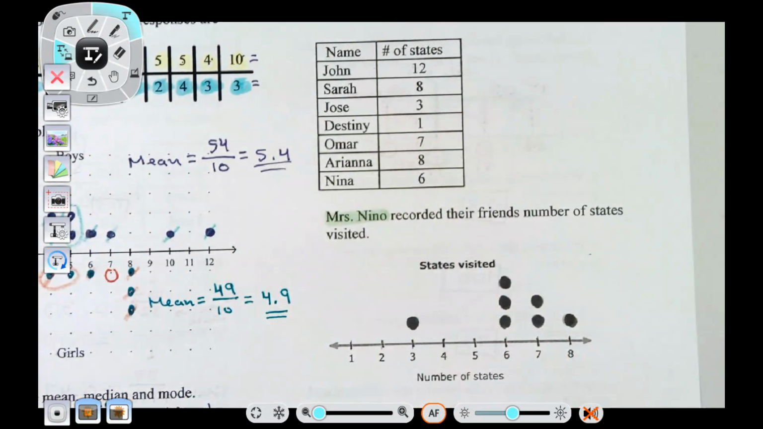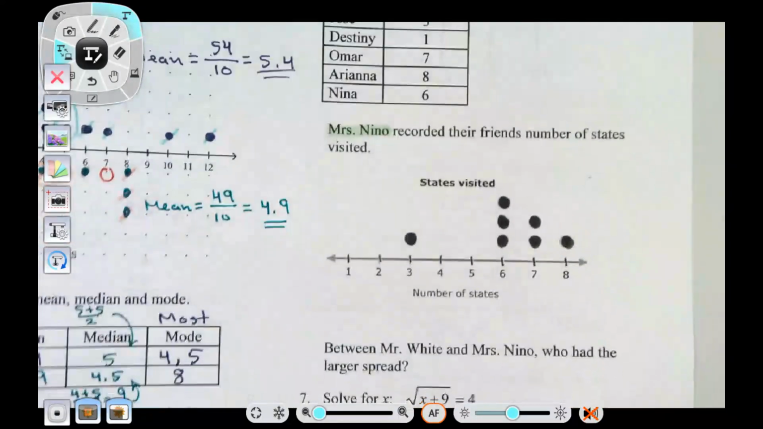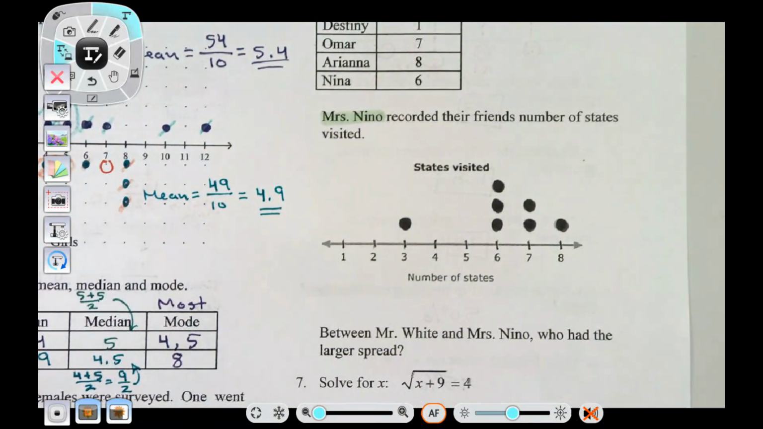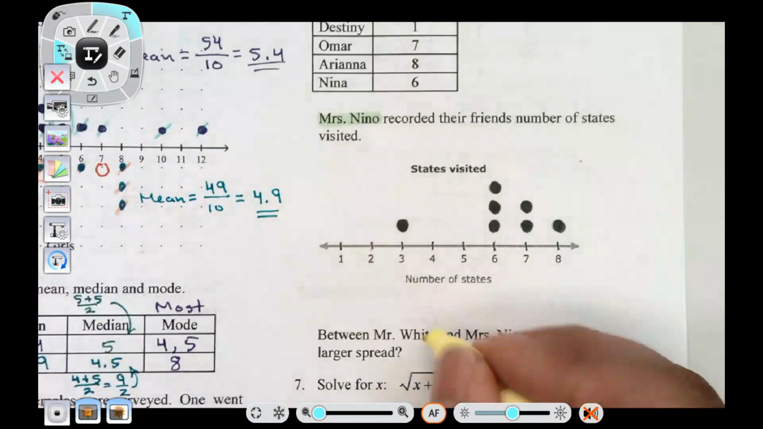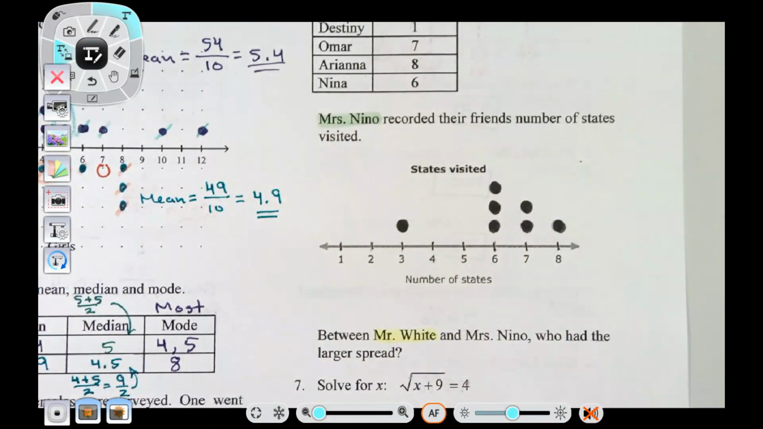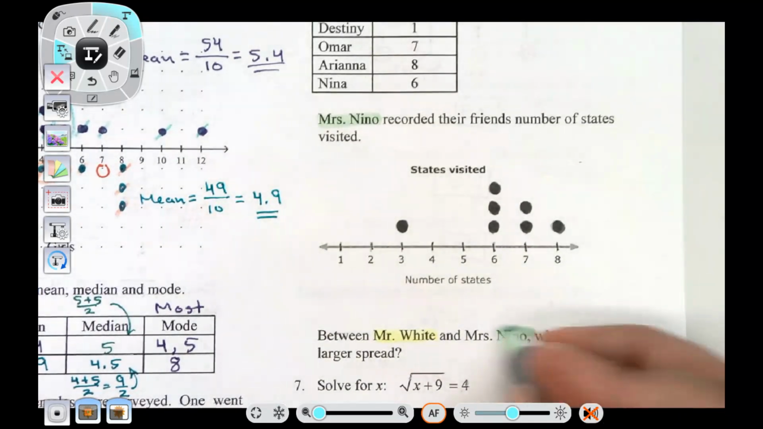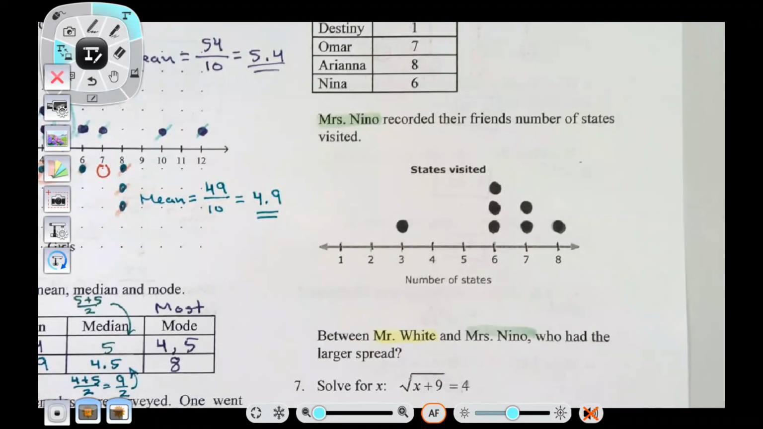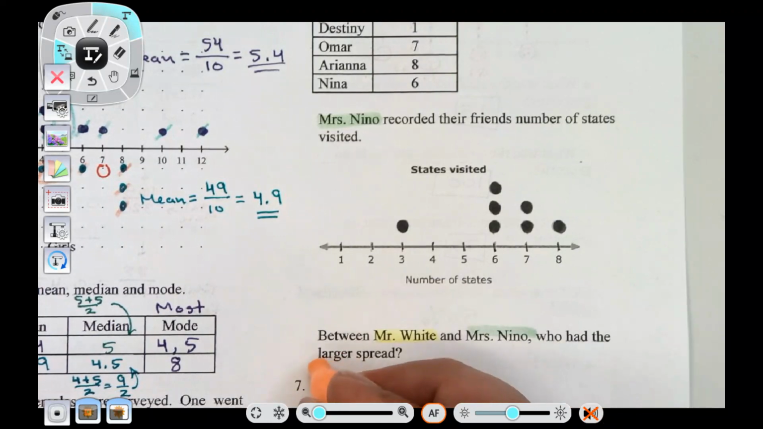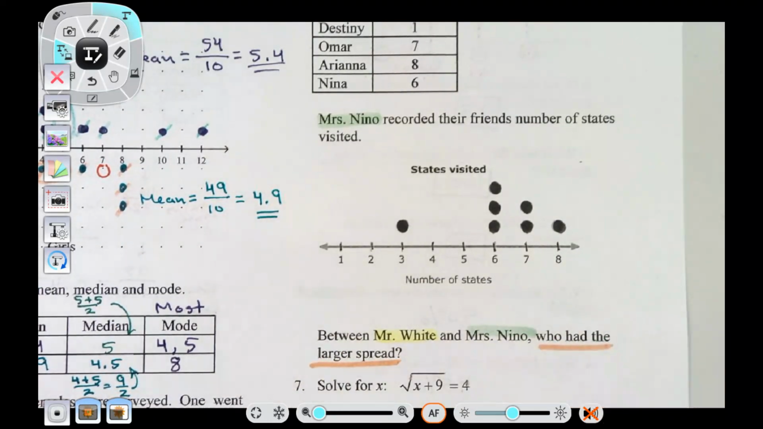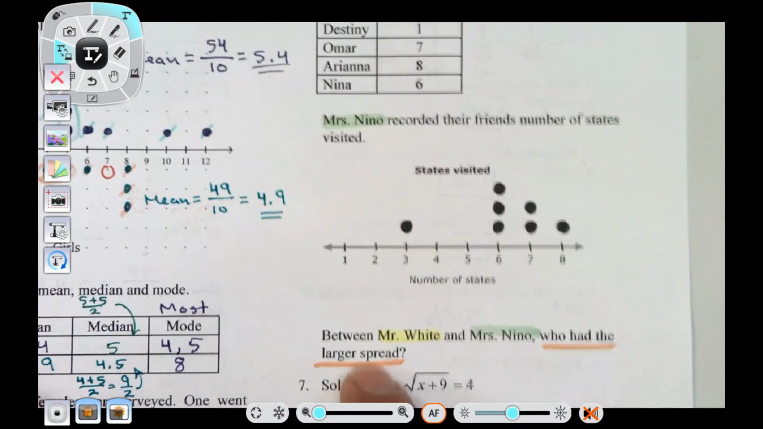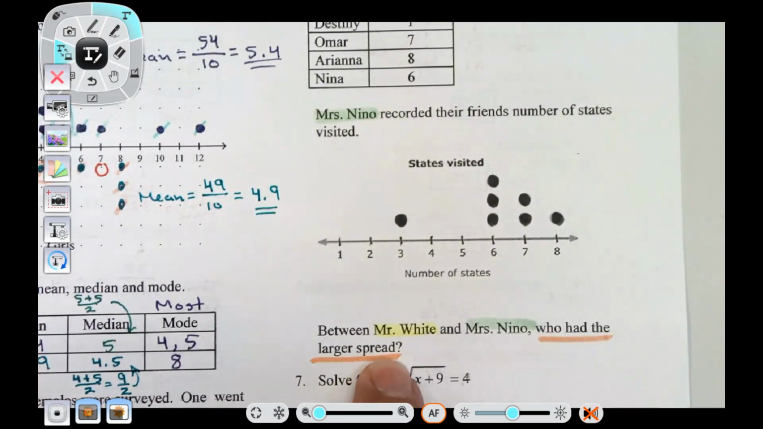Okay. Now, there's no question yet until you actually go down here. And it says between Mr. White and Miss Nino. All right, here comes the question. Who had the larger spread? Remember, when they say the word spread, you should have written it in your word wall already. Spread has to do with range.